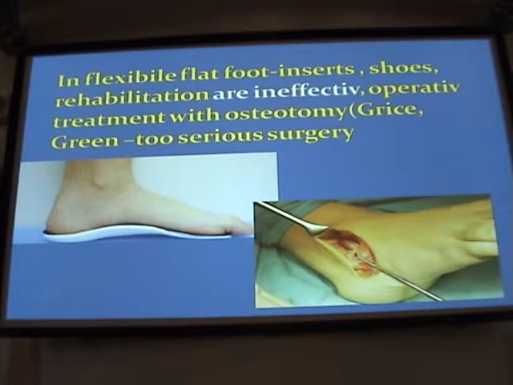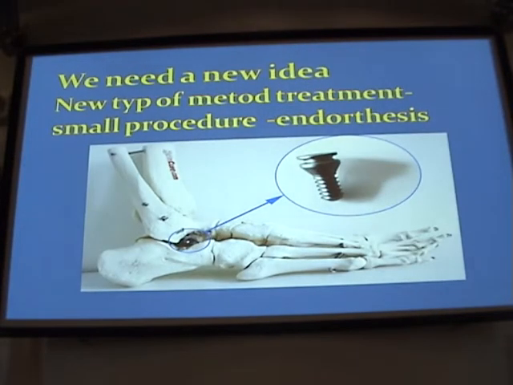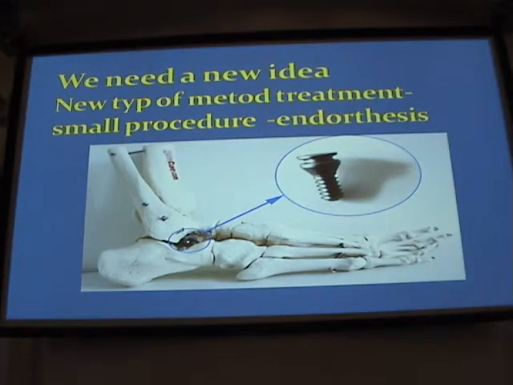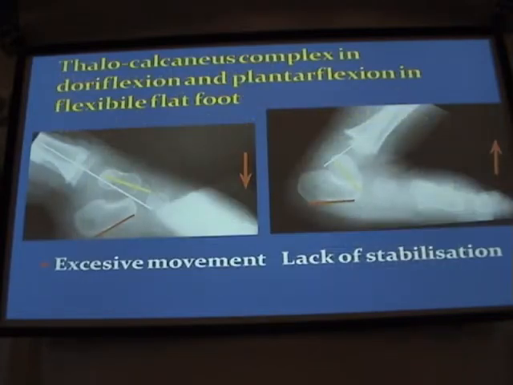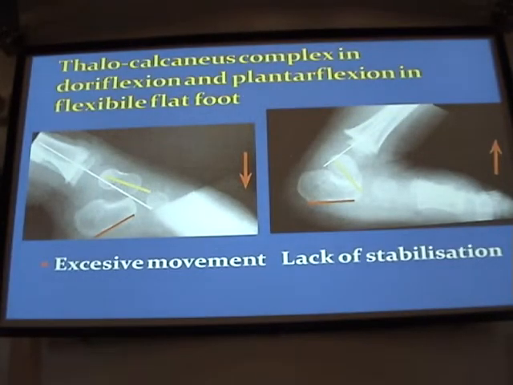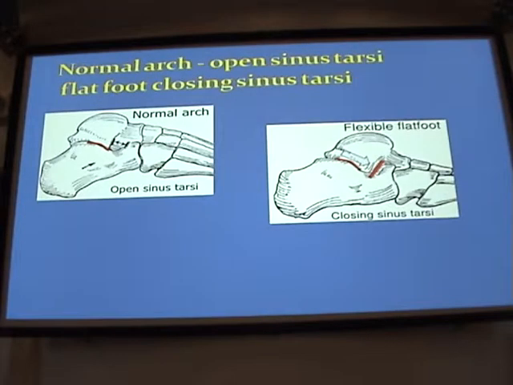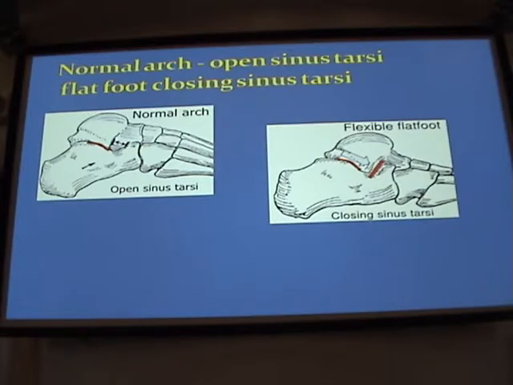Operative treatment with osteotomy, for example Grice-Green, is serious surgery. We need a new idea, a new type of treatment method, a small procedure: endorthesis. The talocalcaneus complex is in dorsiflexion and plantar flexion in inflexible flat foot. Normal arch: open sinus tarsi. Flat foot: closing sinus tarsi.